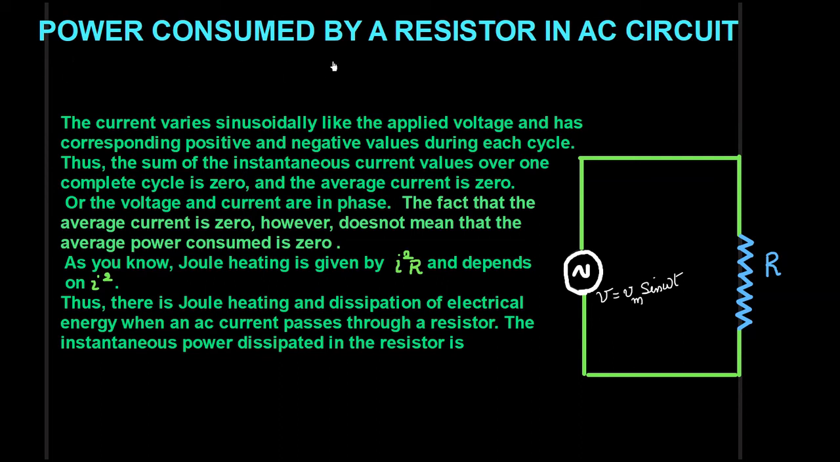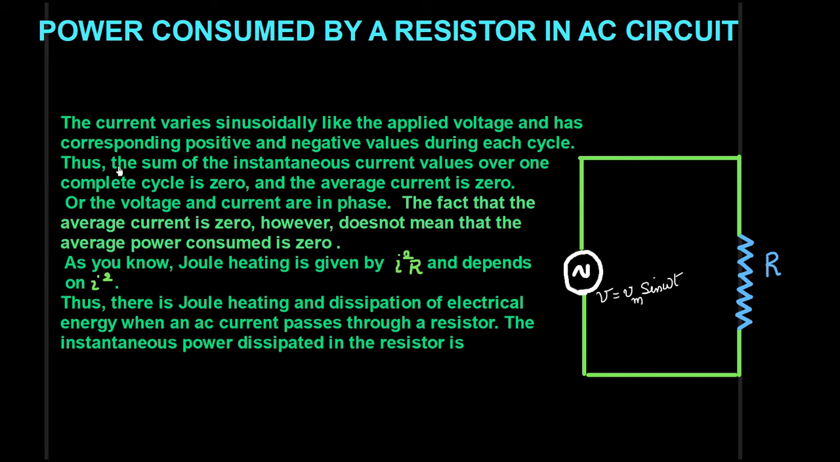Power consumed by a resistor in an AC circuit. Let us consider an AC source which provides an alternately varying voltage across a resistor connected in the circuit. The current varies sinusoidally like the applied voltage and has corresponding positive and negative values during each cycle.